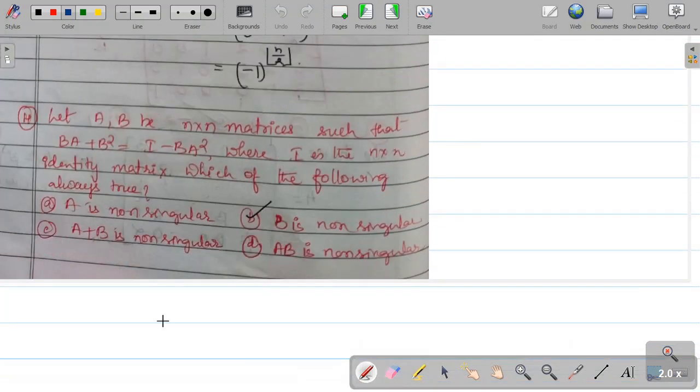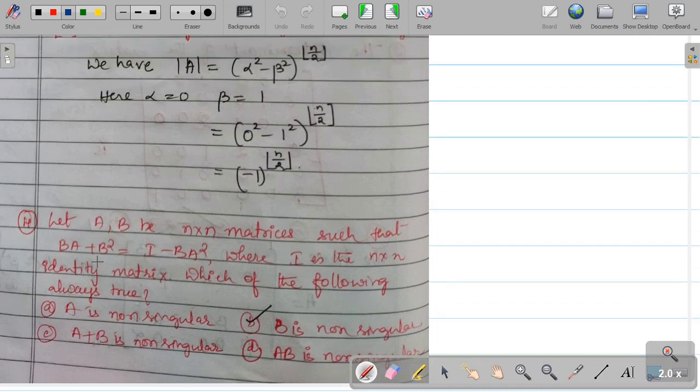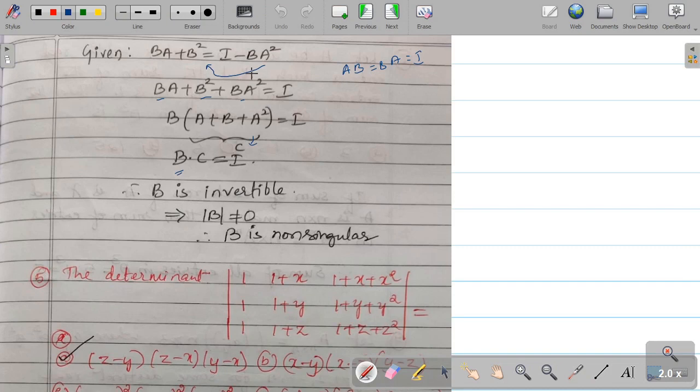Fourth question, let A, B be n by n matrices such that they satisfy this condition where I is the identity matrix. Which of the following is always true? Let us make use of the given result, that is BA plus B square equals I minus BA square. So I'll bring it here. BA plus B square plus BA square equals I. So let me take B common: B into A plus B plus A square equals I.